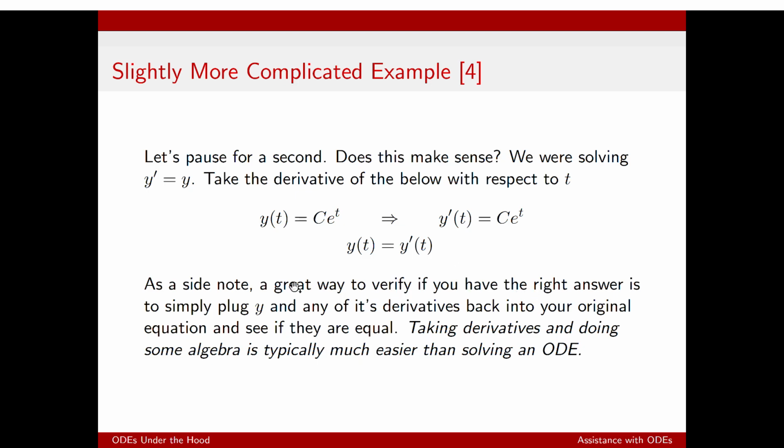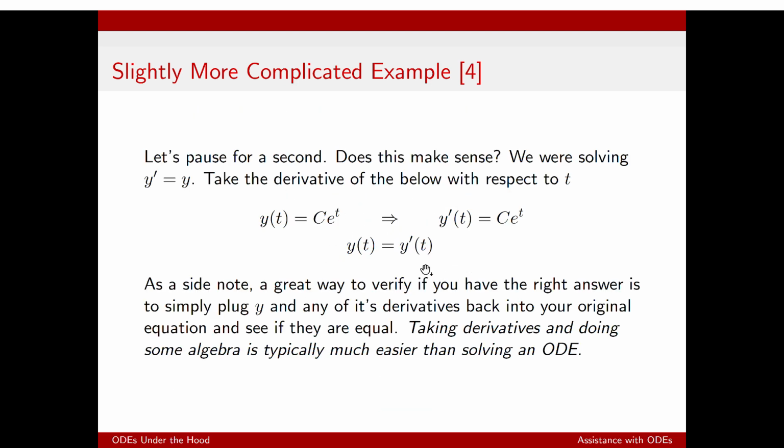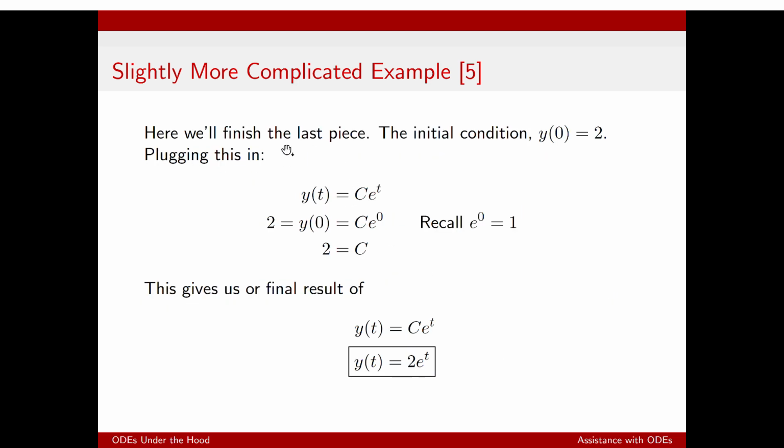And this whole block here is basically saying, if you get some solution, maybe something much more complicated, go back to the initial equation, whatever your problem statement was, plug everything back in, take any derivatives you need, and see if it comes out equal. If it does, great, you found the solution. If it doesn't, you need to rework something. It makes it much easier to check. Taking derivatives and doing some algebra might be a little tedious, but it's usually a lot easier than actually solving some ODE. So doing two derivatives here and checking was much easier than all the work that we did. So we'll just finish that last piece.